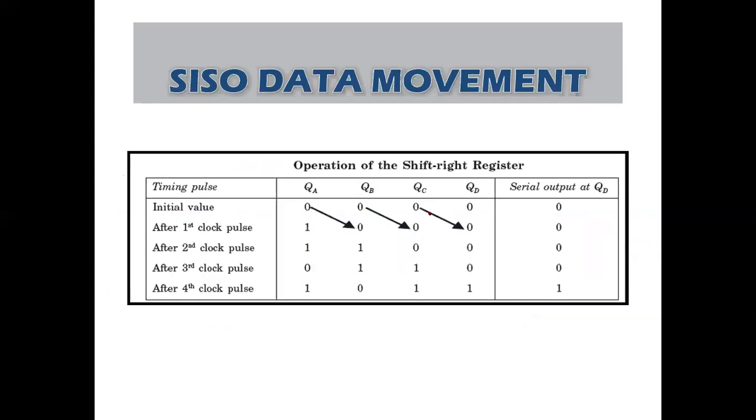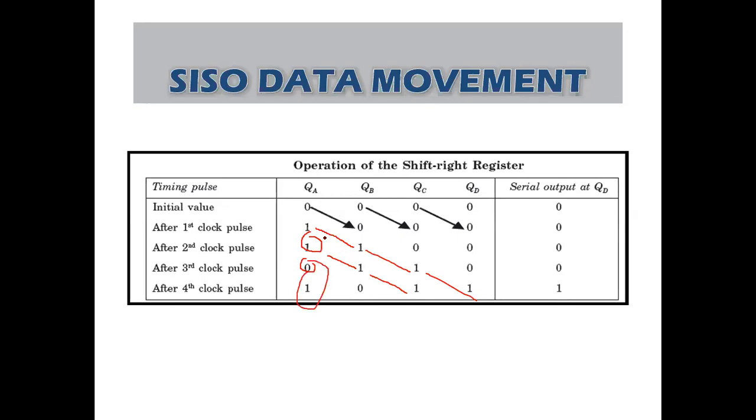This is the initial value. Initially I have 0, 0, 0 output in all the flip-flops. For the first flip-flop, I'm applying 1 in the first clock pulse. In the second clock pulse, this one has jumped here, and this is my new input. In the third clock pulse, this one is jumping here and this one is coming here. In the fourth clock pulse, this one jumped here and this one has come out here. And this is my new input.